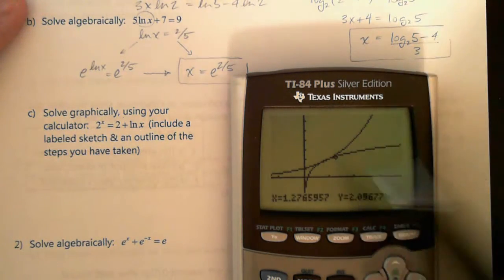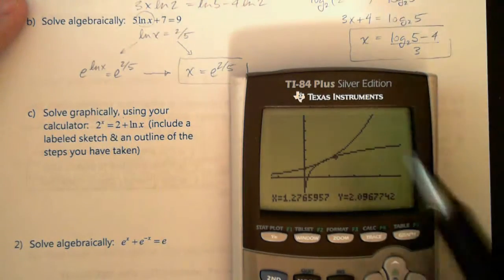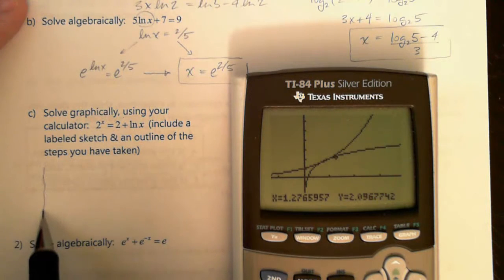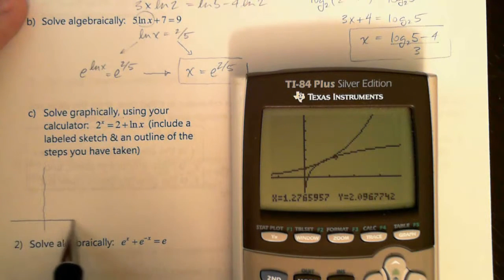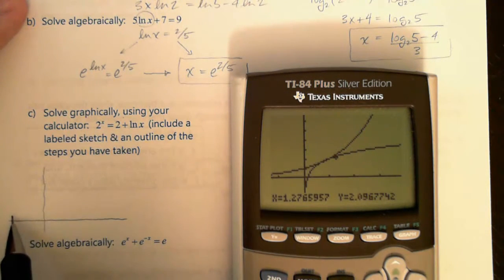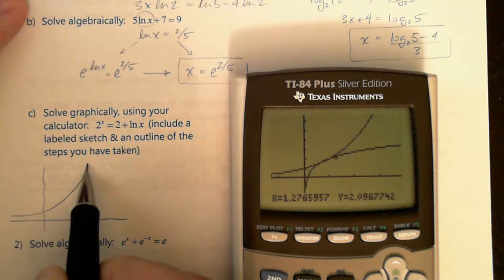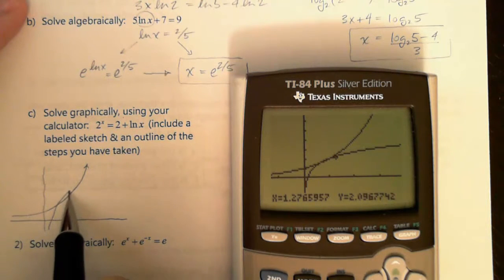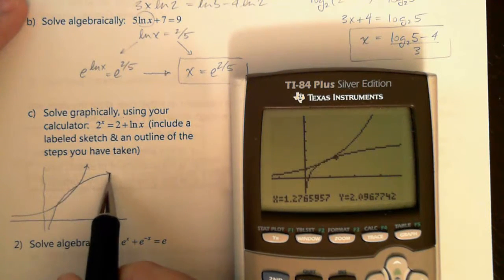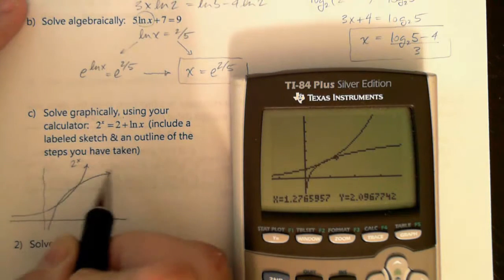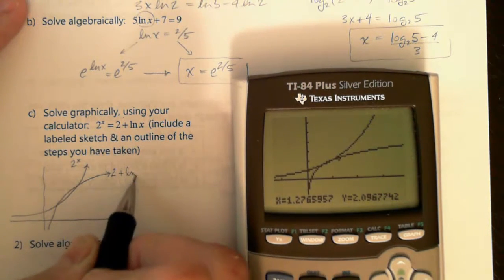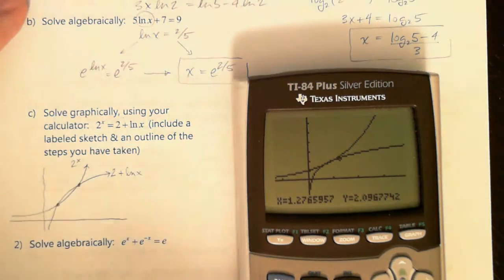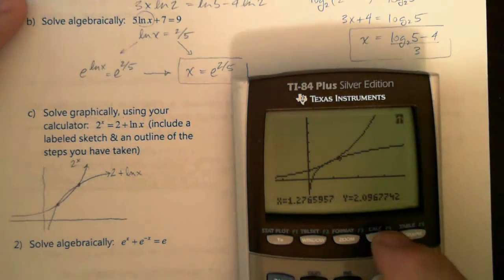Looks like there's 2 intersections. I'm going to take a shot at finding both of them. It looks like if I was to exaggerate our graphs, what I'm thinking is there's something like this. There's 2 to the x. And there is 2 plus ln x. I'm thinking that there's 2 intersection points. So I'm going to go ahead and see if the calculator can distinguish them.